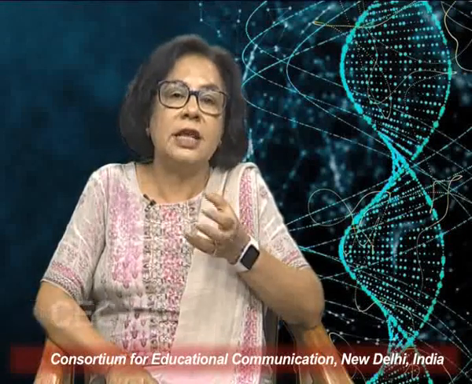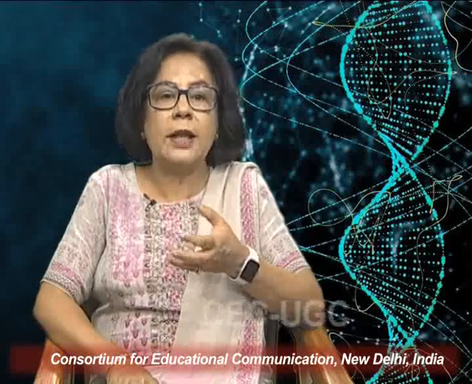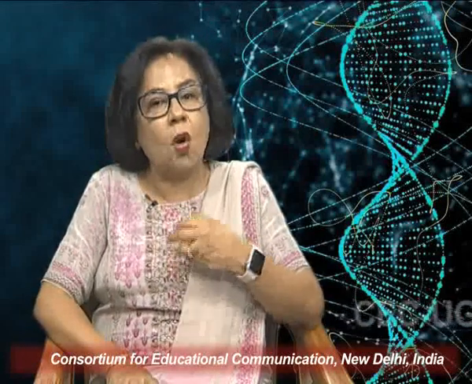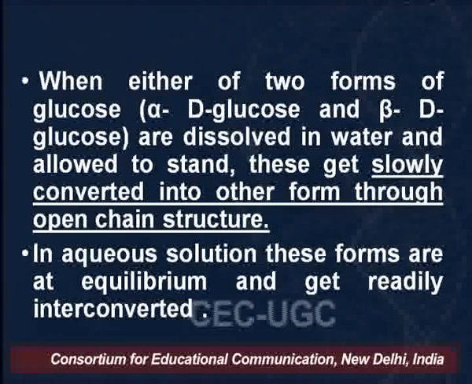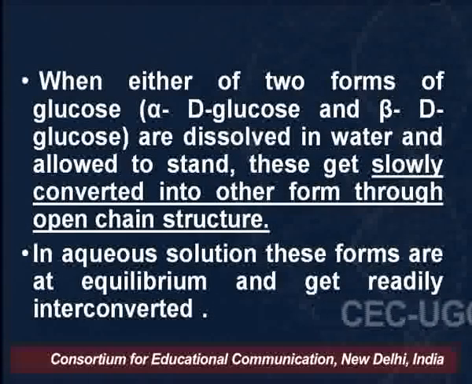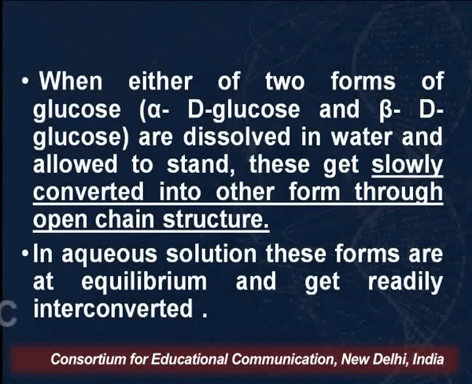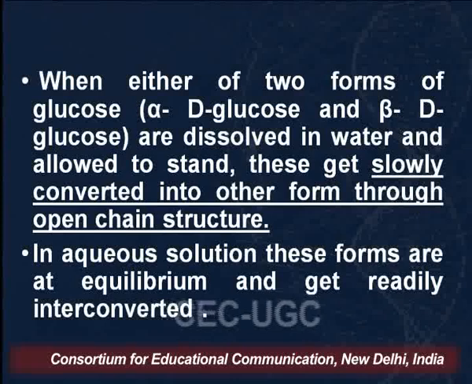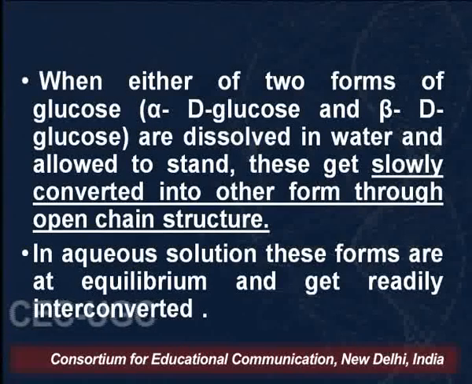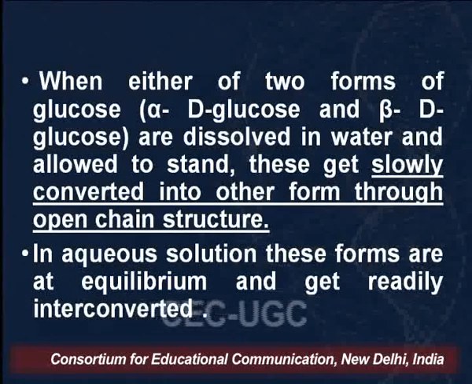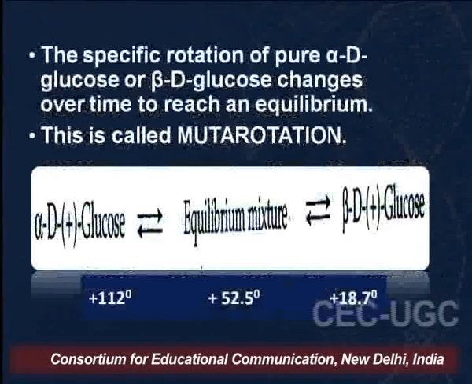When either of the two forms of glucose, whether it is alpha D glucose or beta D glucose, is dissolved in water and we allow it to stand for some time, it slowly gets converted to the other form through the open chain structure. This open chain structure is an intermediate, so it is present in very small amounts in the aqueous medium. Then they keep on converting into the other form till an equilibrium is obtained.